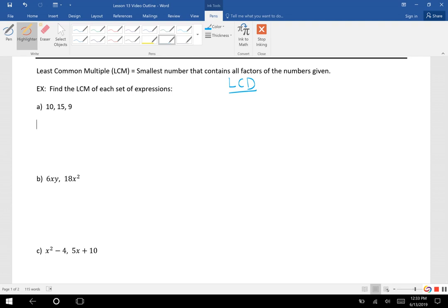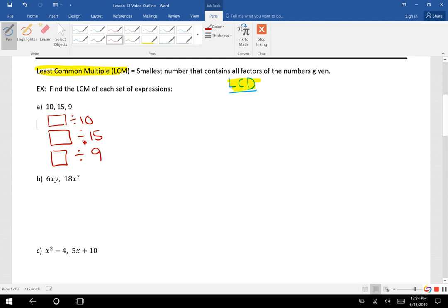And so we're going to start by practicing finding what we're going to call the least common multiple, but this is really the same thing as finding a least common denominator. So basically, the least common multiple is the smallest number that contains all factors of the numbers given. In other words, if you look at example A, we are trying to find some number that's divisible by 10, also by 15, and also by 9. What number is divisible by those three numbers?